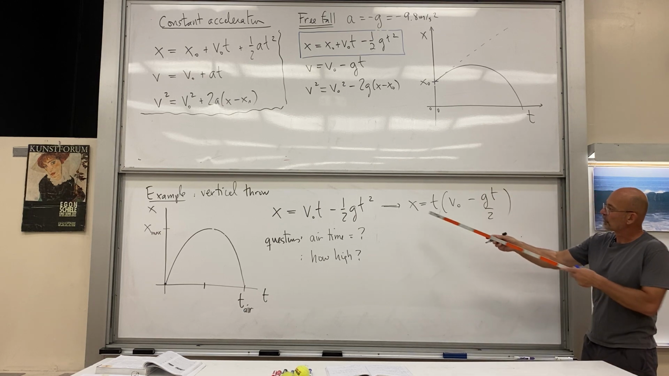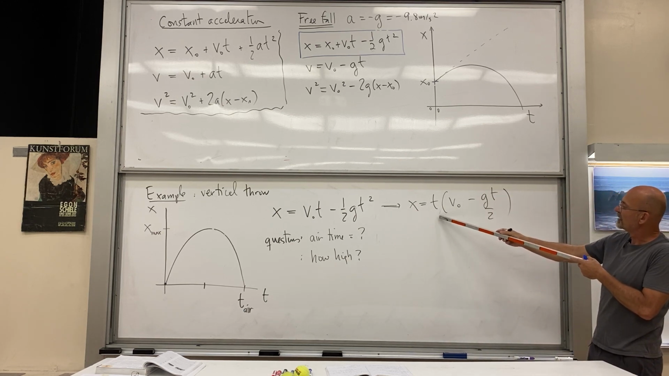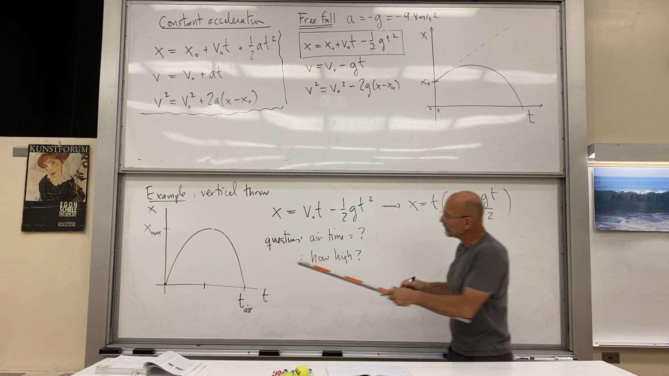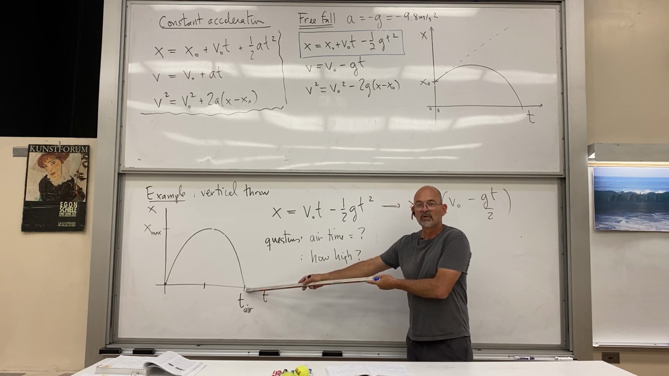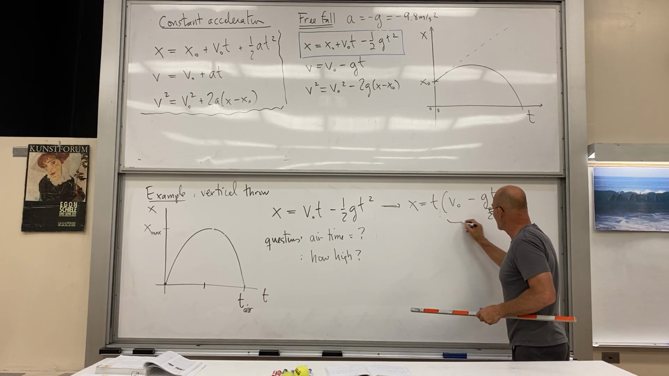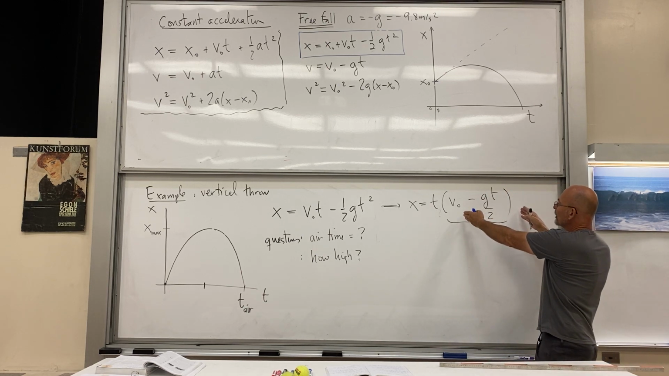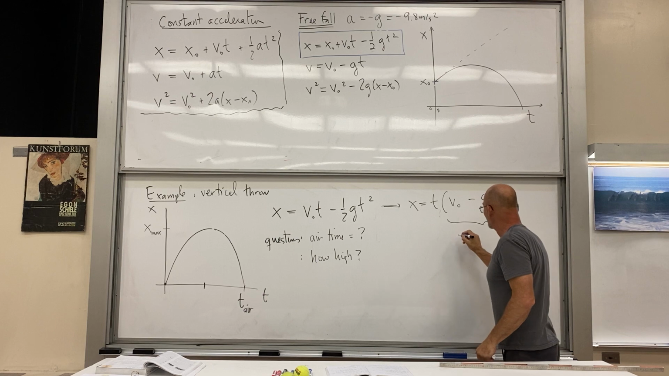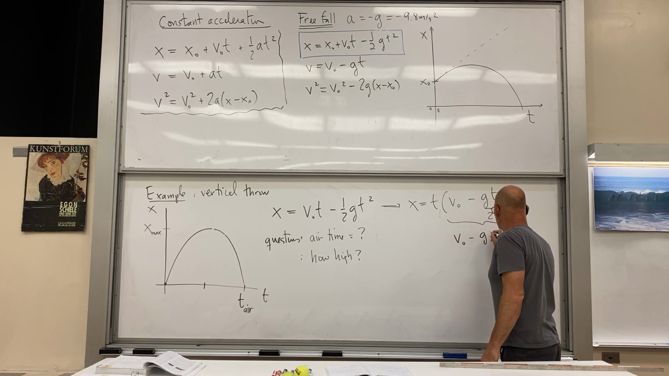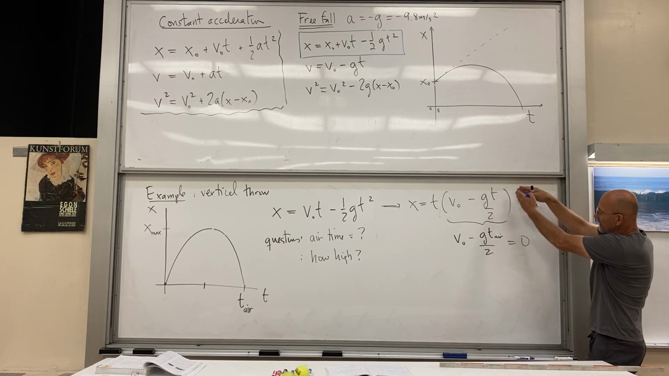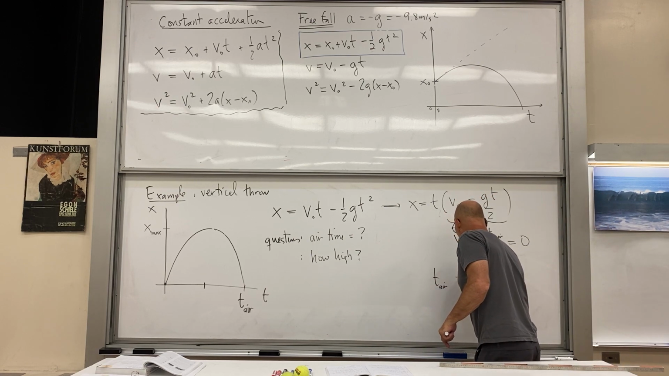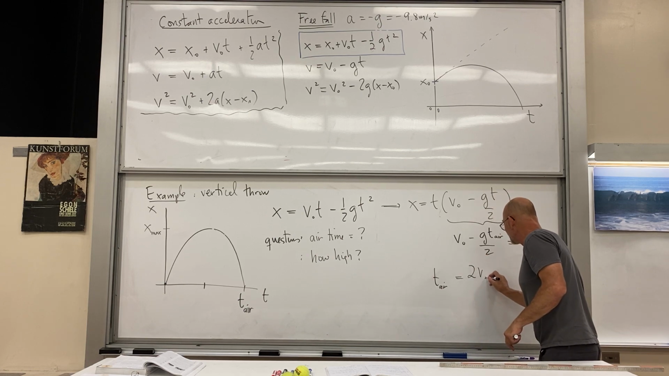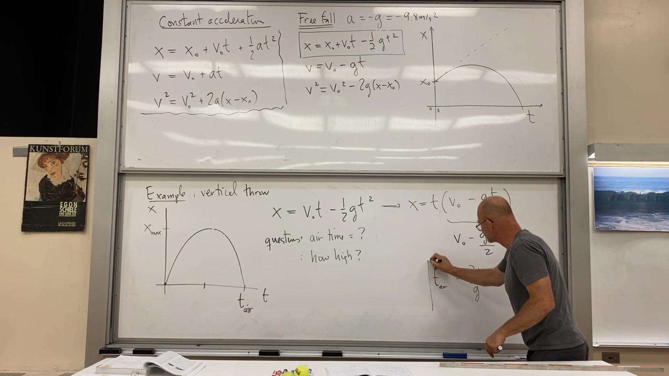Okay, so this is equivalent. I factored out time. Therefore, you can see that x equals 0 when the time equals 0, and x equals 0 when the time equals air time. And to find that, we set this expression in parentheses equal to 0. So v0 minus g t_air divided by 2 is equal to 0. We set this parentheses expression equal to 0, solve for t_air. t sub air is equal to 2v0 divided by g.